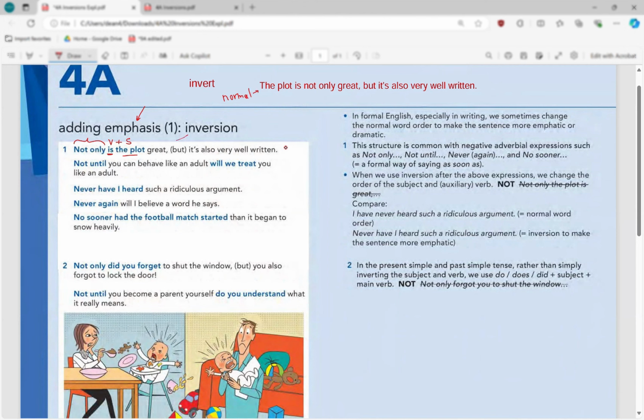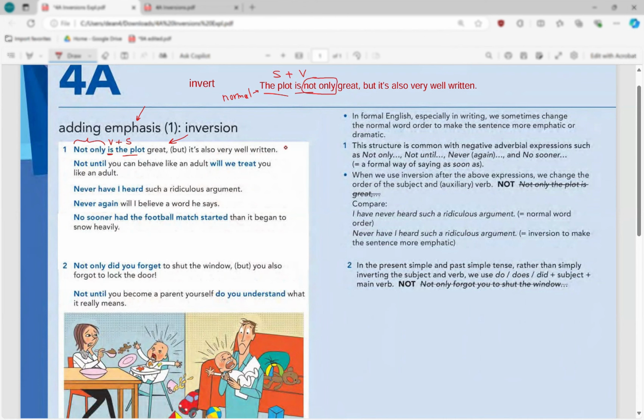This one is inversion here, right? So where's the difference? In the normal structure, I am starting with subject. The plot is not. So this is a verb. You see, subject plus verb. Normal structure. And then like not only, yeah, not only is coming after the subject and verb, guys.